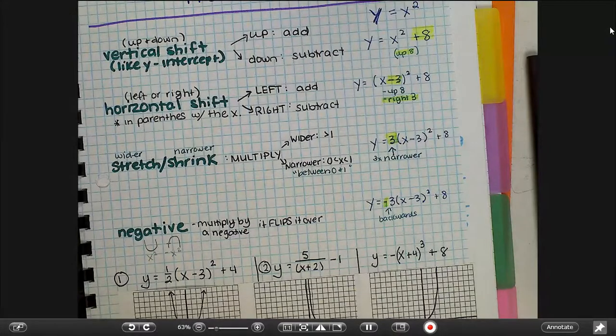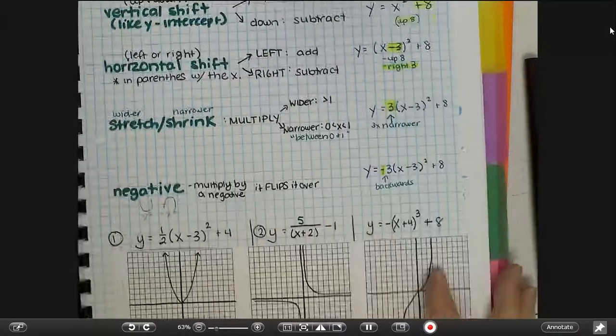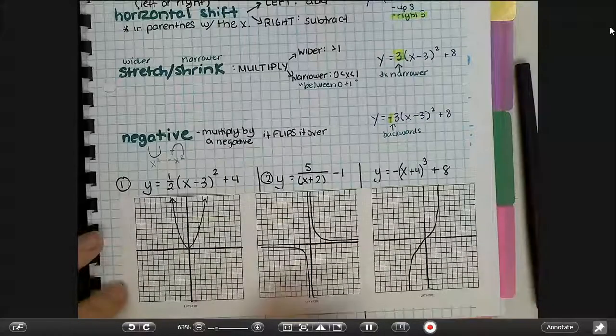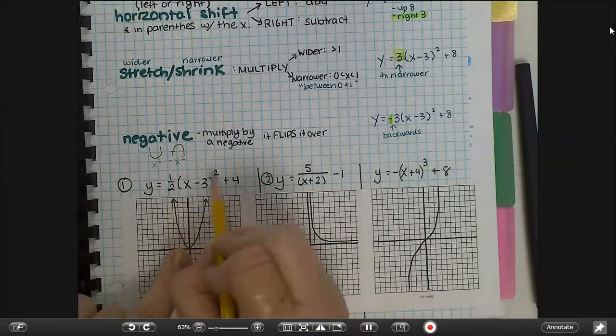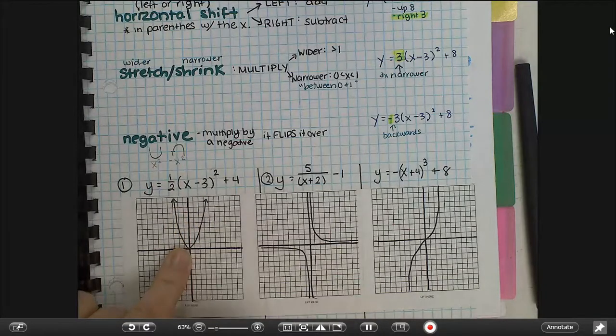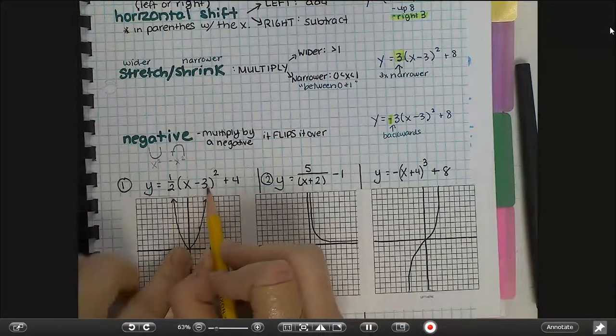All right, so that is the gist. These are the things that you can control. And let's look at 3 examples. So if we look at this first one, this is a quadratic equation, a quadratic parent function. And so we're going to talk about what each thing does.